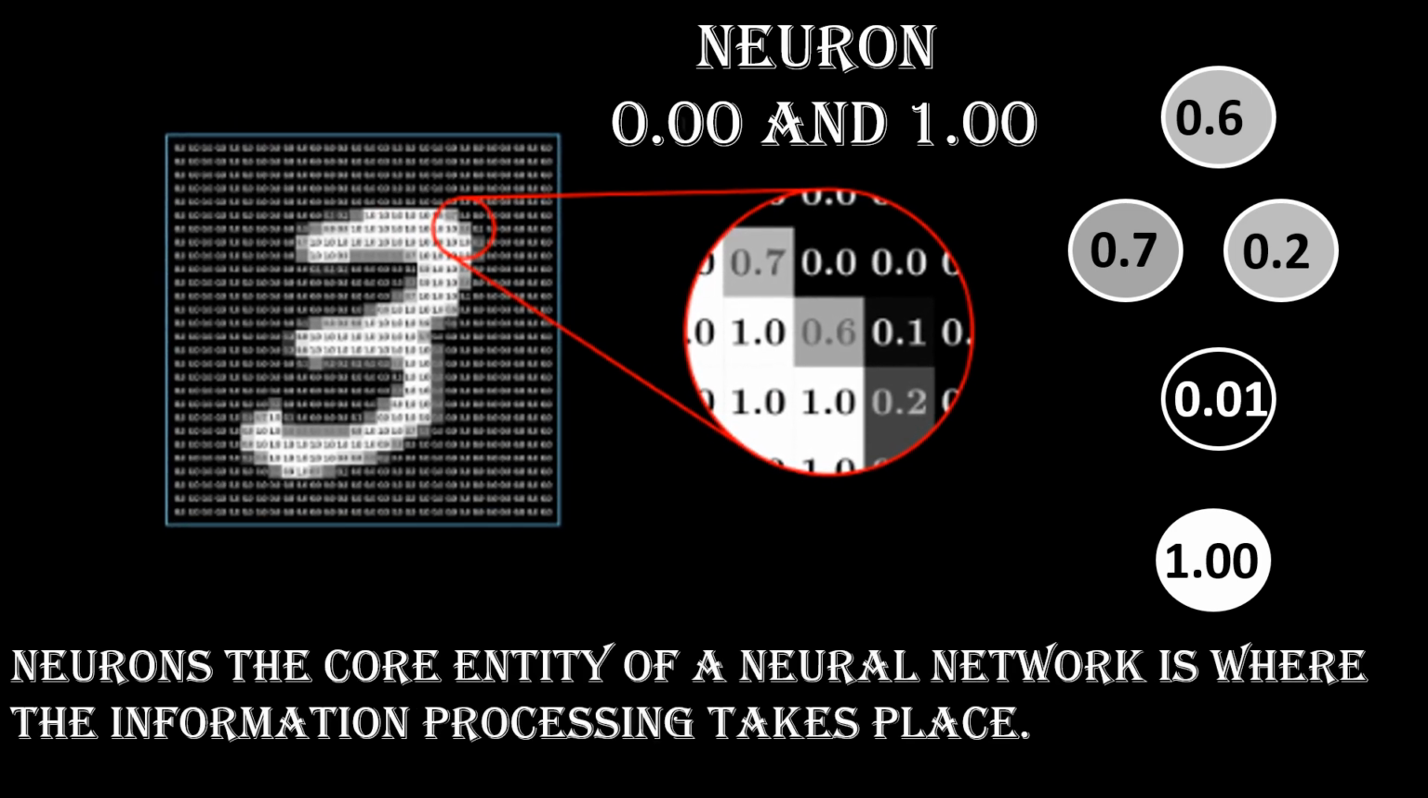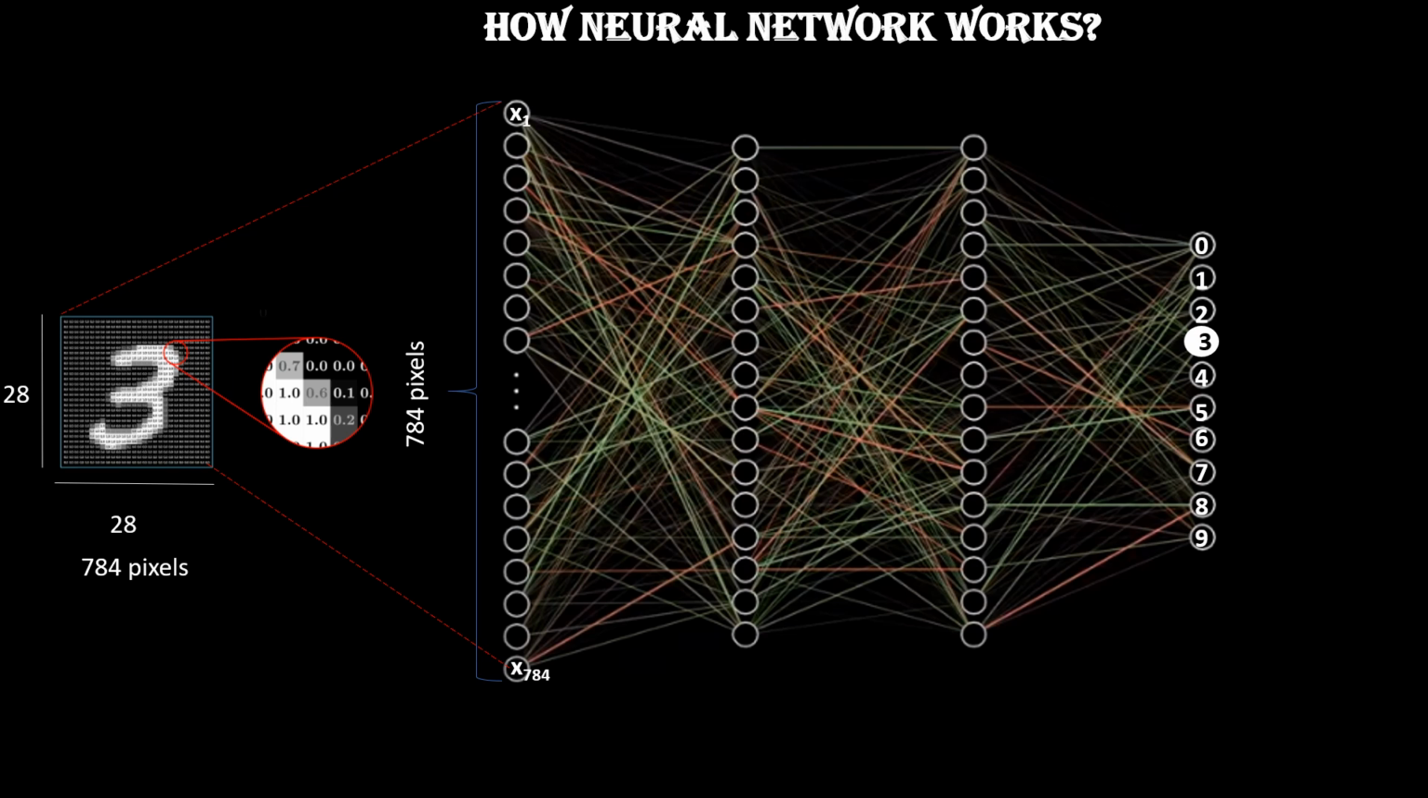Neurons, the core entity of a neural network, are where the information processing takes place. Each one of these neurons holds a number that represents the gray-scale value of the corresponding pixel, ranging from 0.01 for black pixels up to 1.00 for white pixels. This number inside the neuron is called its activation. The image of 3 here is lit up when its activation is a high number. So all these 784 neurons make up the first layer, the input layer, of our network. Each of the 784 pixels is fed to a neuron in the first layer of our neural network. This forms the input layer.